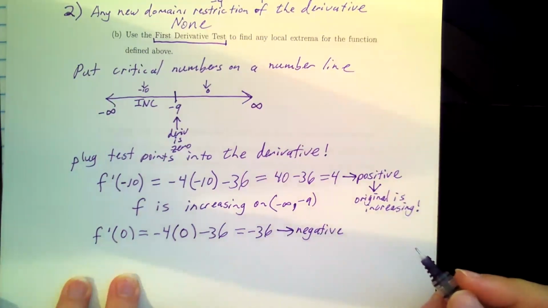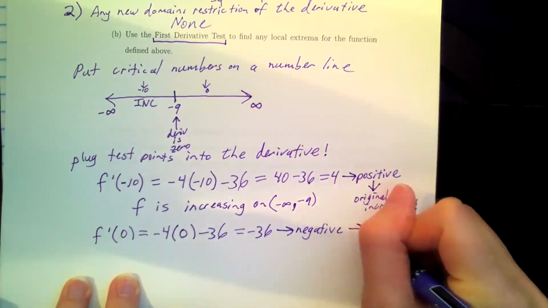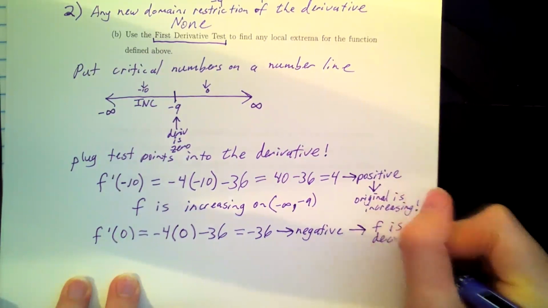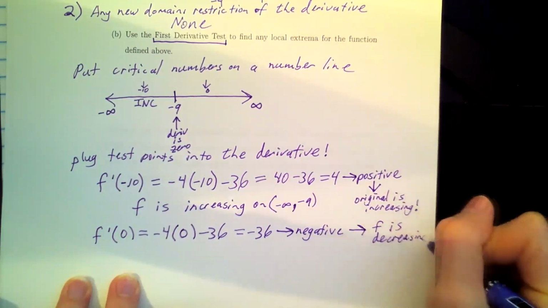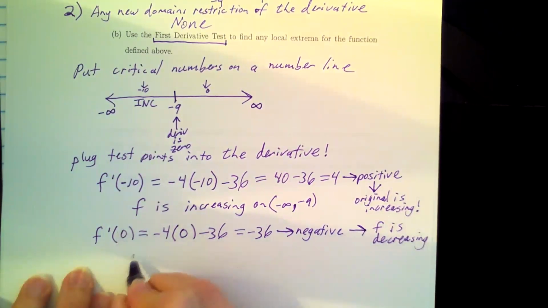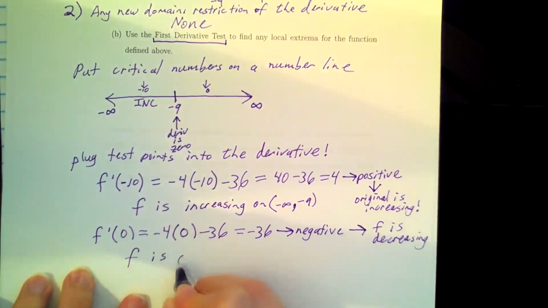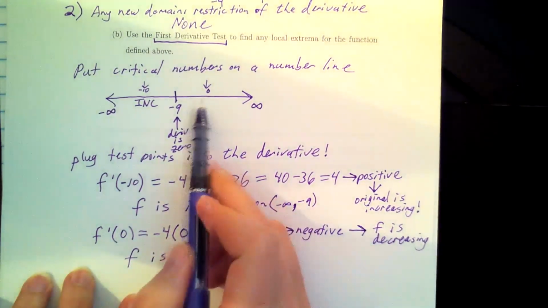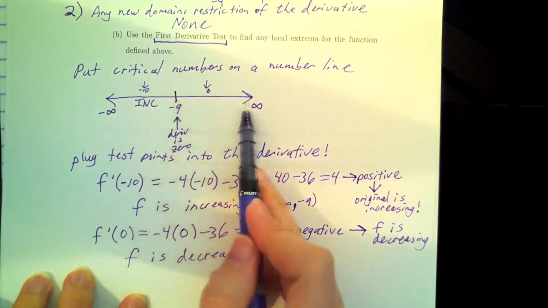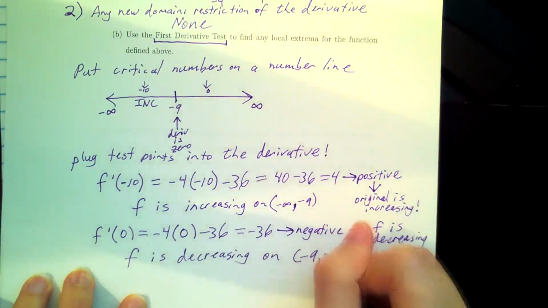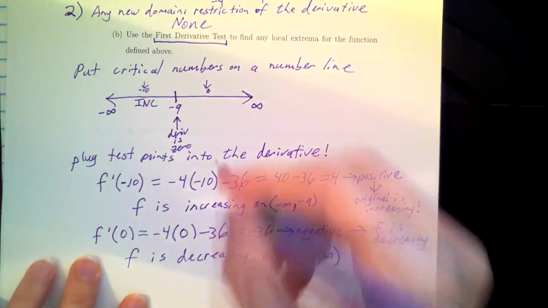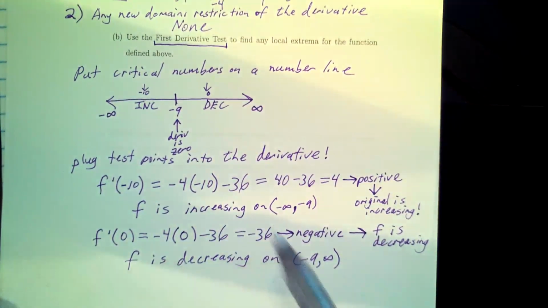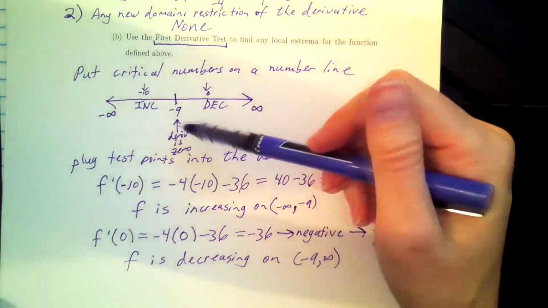So what does that tell me about the original? That tells me that my original function, f, is decreasing. Those two things go hand in hand. So I can write that the original function f is decreasing on the right of -9, on -9 to infinity. So I'm going to write here DEC for short.